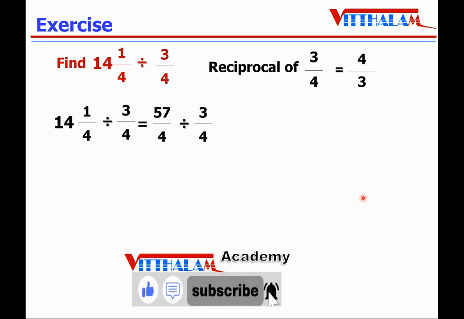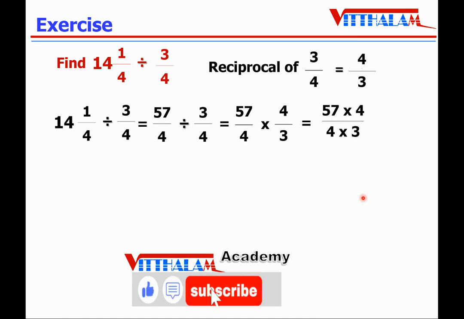So the next step will be 57 by 4 multiplied by 4 by 3. And then multiplication is very simple. Multiplication of numerators, so 57 into 4 upon 4 into 3. Do the simplification. 4, 4 get cancelled. Can we divide 57 by 3? What is the divisibility rule for 3? Just check my earlier video of divisibility rules.